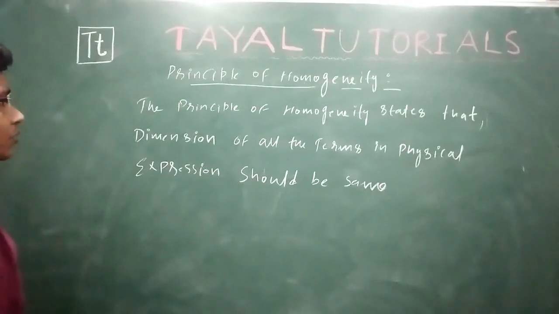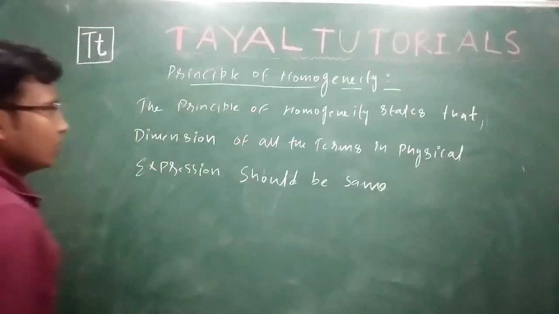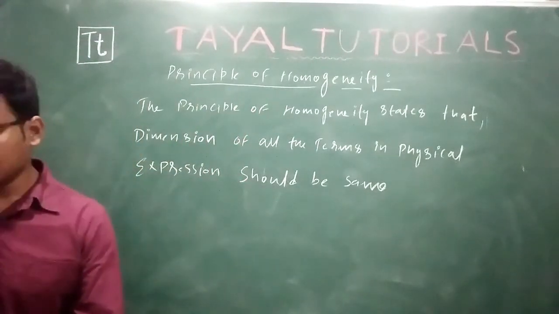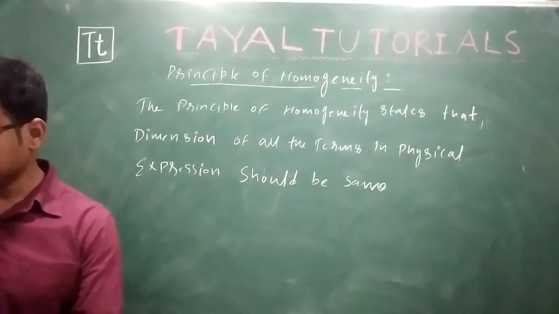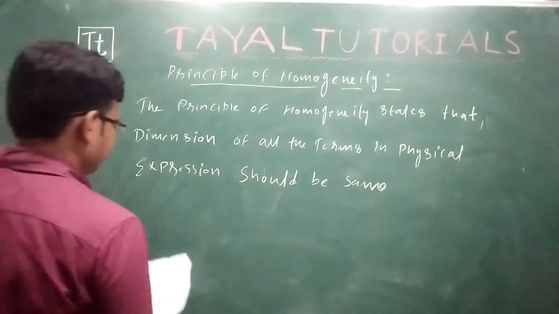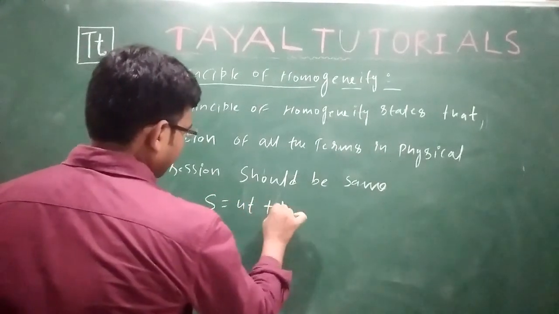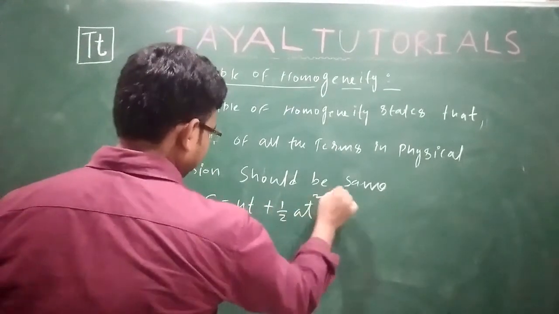The dimension of all the terms in a physical expression should be the same. This is the statement of the principle of homogeneity. So let's see, I'm writing one equation: s is equal to ut plus half at square.